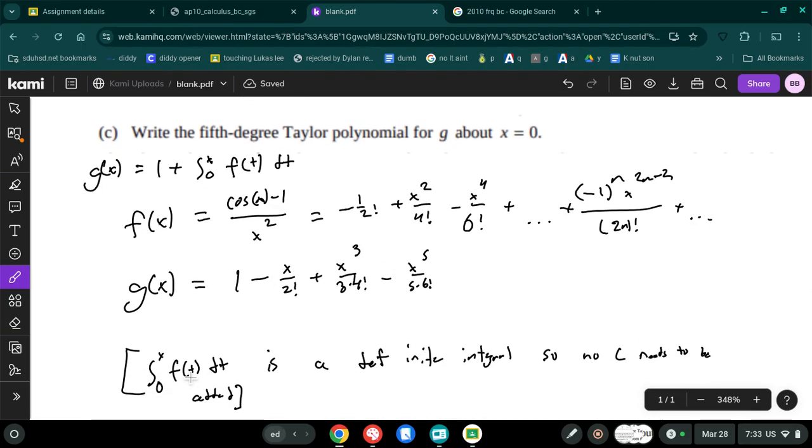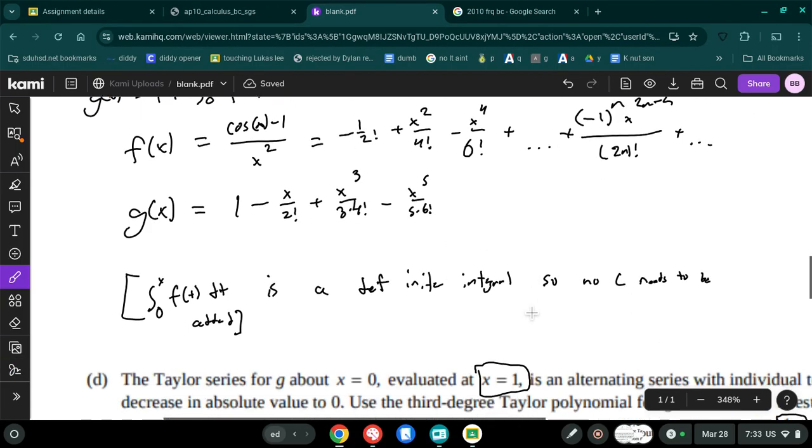Oh, and here's an important tip. Obviously, we don't need to write c because it's a definite integral, so we don't have to worry about that.